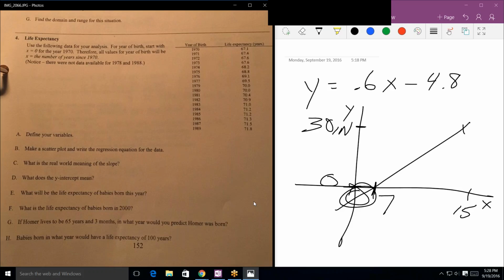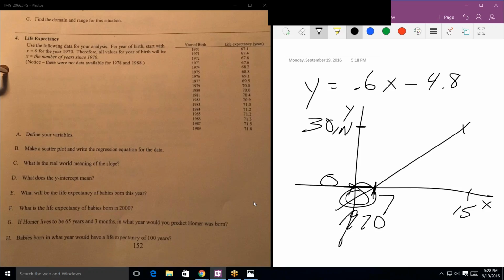So what they're telling you is that on the x-axis, you don't want to go from 1970 to 1989. You want it to go from 0 to 19. In other words, 0 for the year 1970. Therefore, 1971 would be 1. 1973 would be 3.